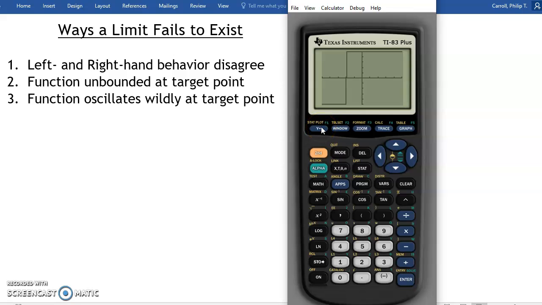All right, so let's take a look at the next couple here. So we've got a function unbounded at the target point. So I'm going to clear out my absolute value function here. Let's just do something relatively basic. So we'll do 1 over x minus 1, and then we'll square it. So a little more involved: 1 over the quantity x minus 1 squared. Let's take a look at our graph and see what's happening in this case.